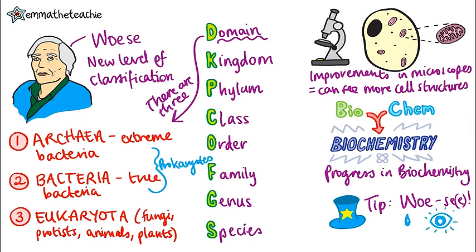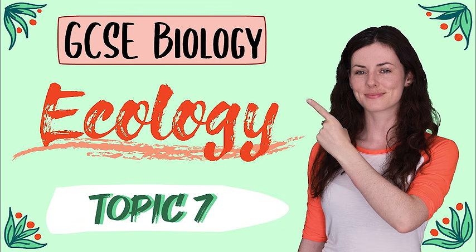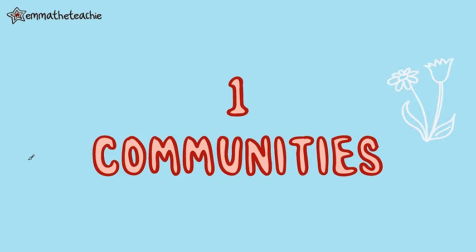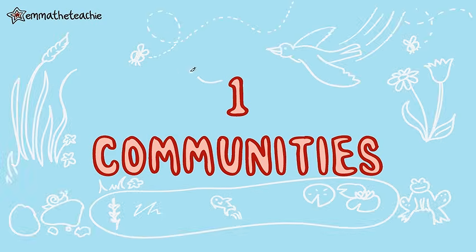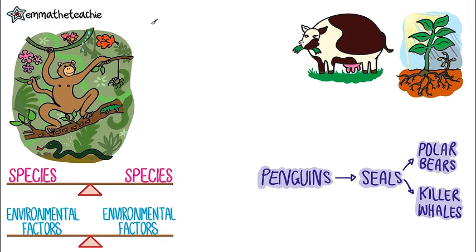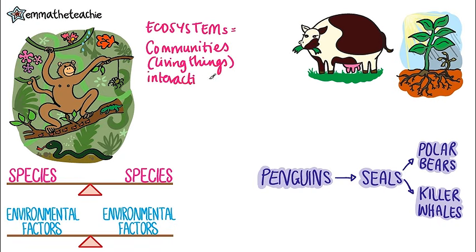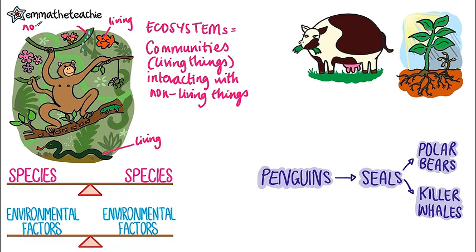Maybe it'll help. Now we're on the last topic, which is ecology. Number 1, communities. Ecosystems are complex. They are made up of communities of living things interacting with each other and the non-living parts of their environment. Some examples of ecosystems include grassland, desert, and tropical rainforest.